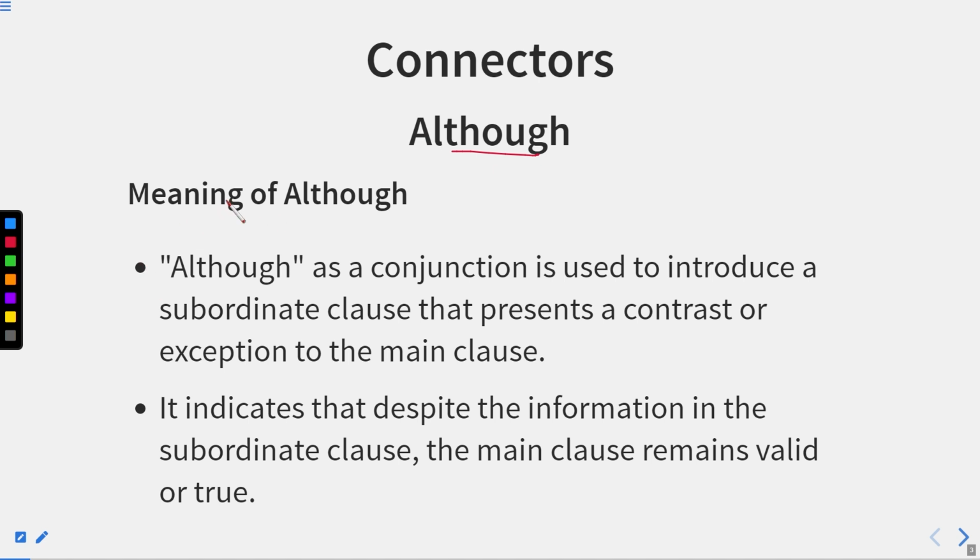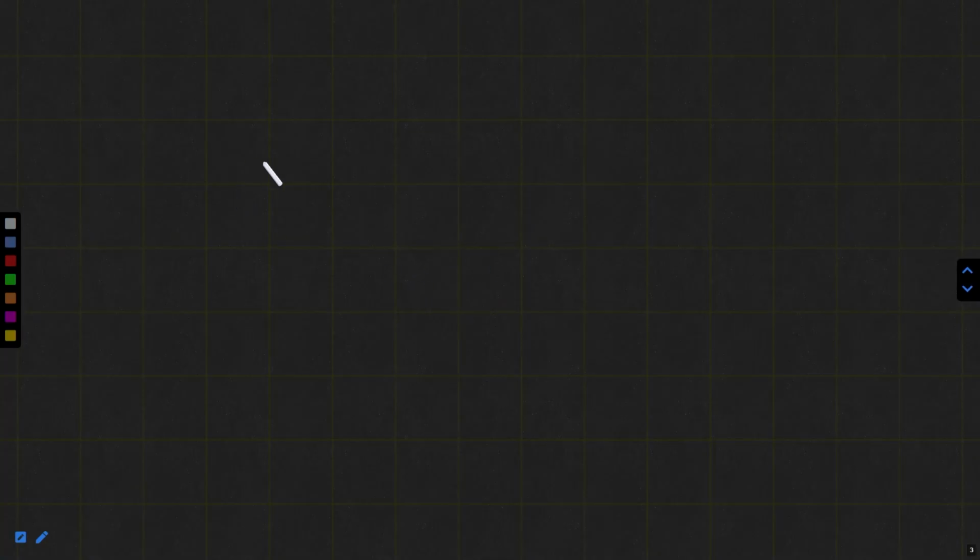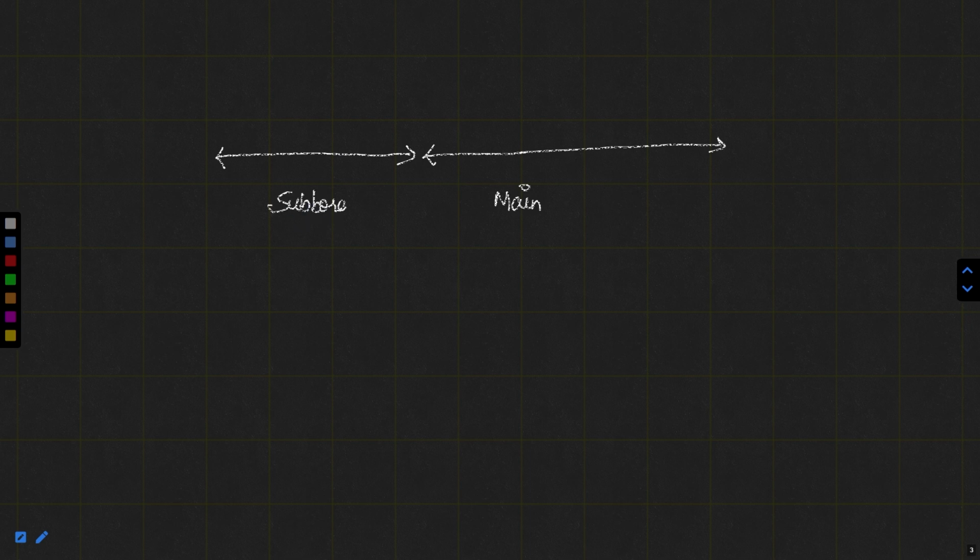Okay, so first of all we'll discuss what the meaning of although is. Although, as a conjunction, is used to introduce a subordinate clause that presents a contrast or exception to the main clause. Now, as I told you earlier as well, whenever we use such a conjunction, that is although and though, these are known as subordinating conjunctions. Whenever we make a sentence using a subordinating conjunction, we basically make it with 2 clauses. One clause is the main clause, whereas the other one is the subordinating clause.